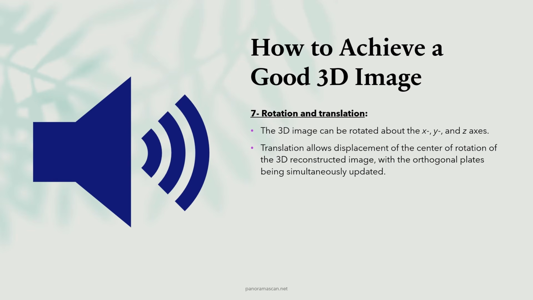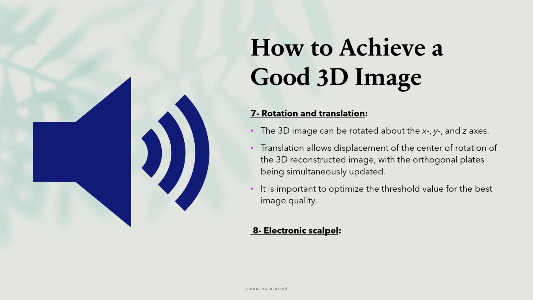An important aspect to consider during rotation and translation is the threshold value. This value determines which signals are included in the 3D reconstruction based on their echogenicity. Optimizing the threshold helps to eliminate noise and artifacts, ensuring the highest possible image quality.